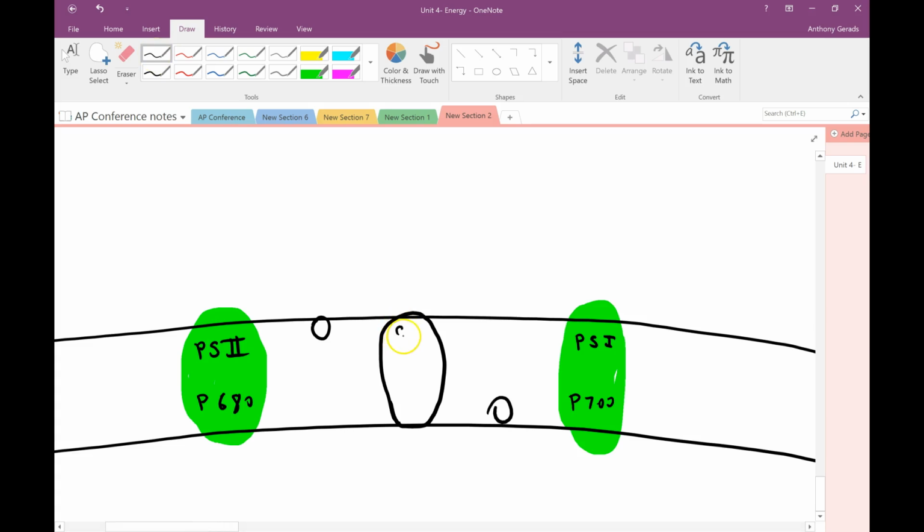And this other one is called cytochrome. Cytochrome. C-Y-T-O-C-H-R-O-M-E.